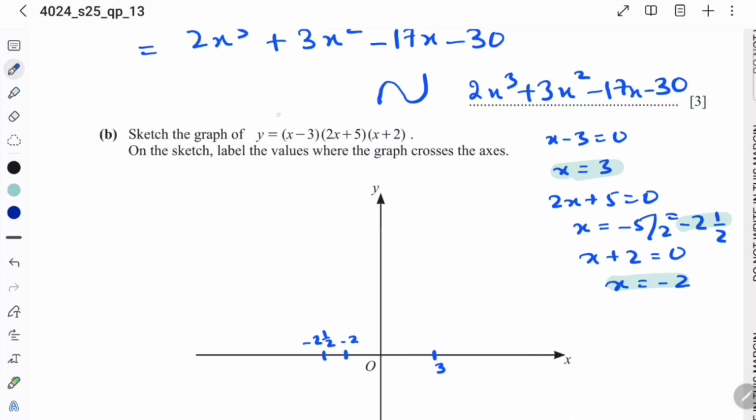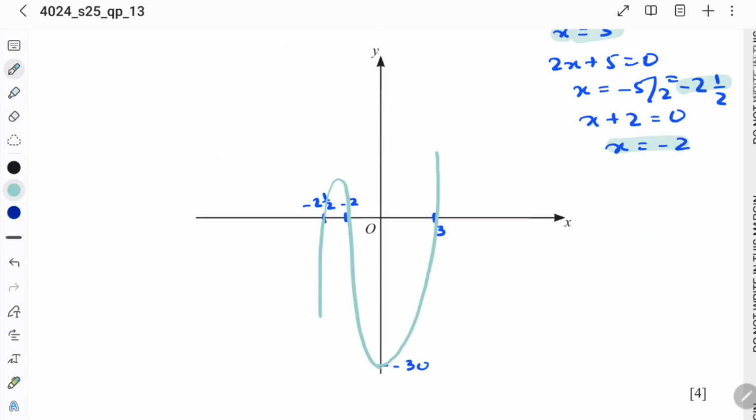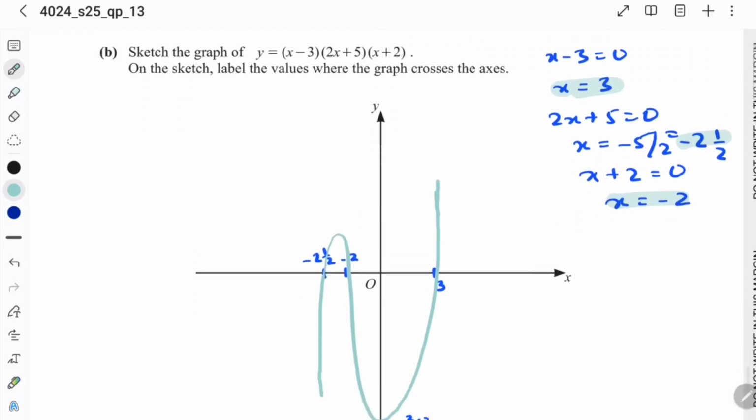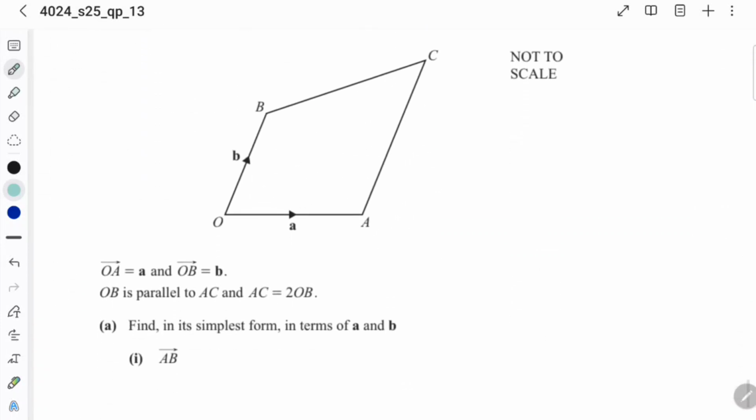If it were negative 2x cube, then the graph would be like this. So we have to join the points, and this is the graph of this shape. Okay, so now I'm joining it. So this is the sketching of the graph. I join positive 3, minus 30, and minus 2 and minus 2 whole 1 over 2, and they are the three answers, the solutions of this question, and it was a 4-mark question, the sketch. Okay, now question number 24.